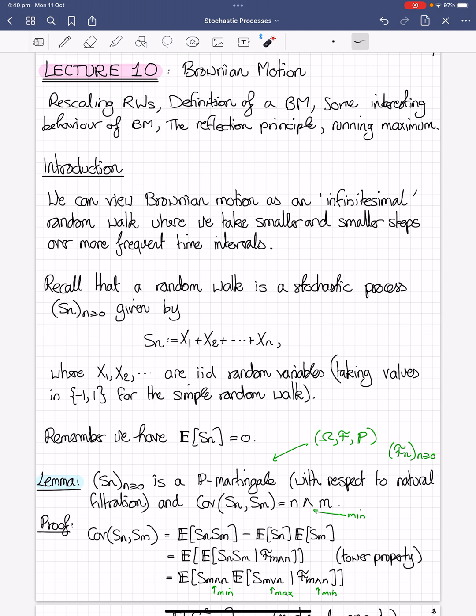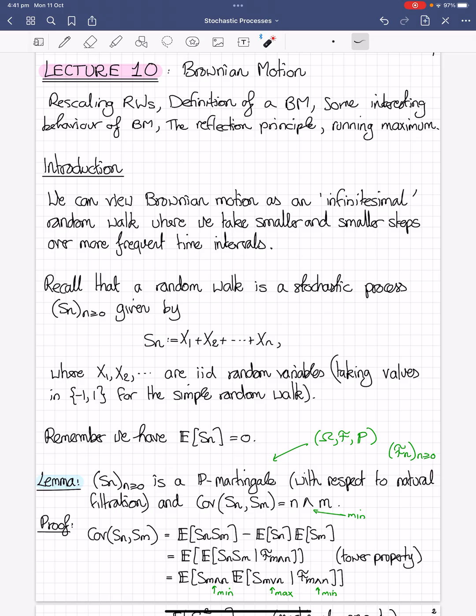So the idea behind a Brownian motion is that we can view it as an infinitesimal random walk. A random walk, as we've seen in previous weeks, takes integer time steps. So basically every time step occurs 1 unit of time later. And the random walk that we've seen so far has pretty much been the standard random walk where you take a unit step upwards or a unit step downwards. That random walk is mathematically really interesting and has lots of applications, the Markov chains and all that.